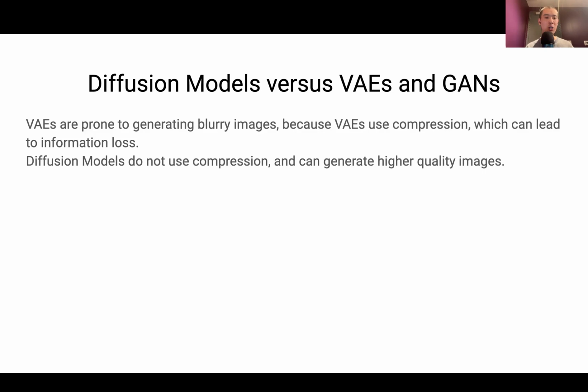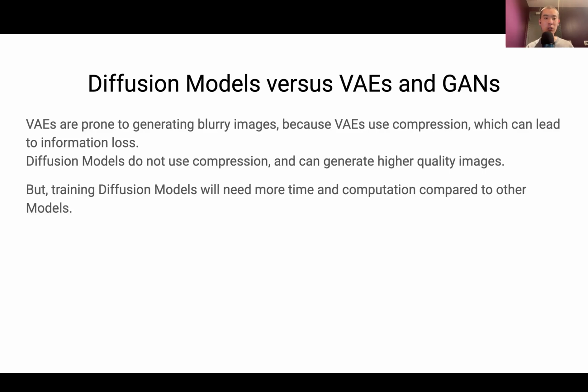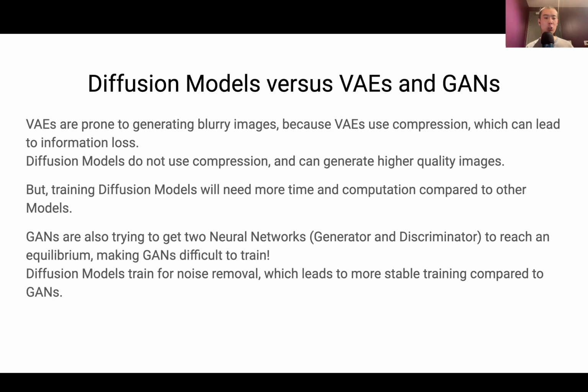Now, we've talked about VAEs and GANs earlier on in this course, so let's do a comparison. VAEs are prone to generating blurry images because VAEs use compression, which can lead to information loss. Diffusion models do not use compression and can generate higher quality images. But training diffusion models will need more time and computation compared to other models. GANs are also trying to get two neural networks, a generator and discriminator, to reach an equilibrium, making GANs difficult to train. Diffusion models train for noise removal, which leads to more stable training compared to GANs.